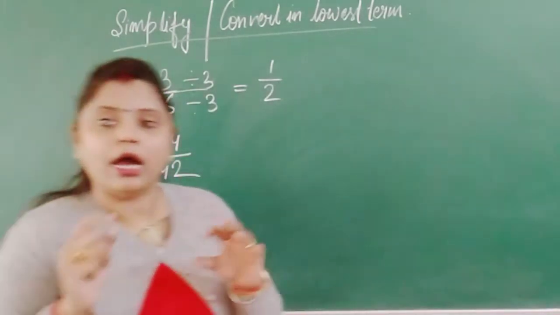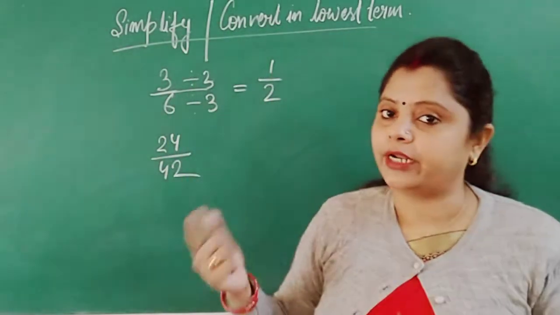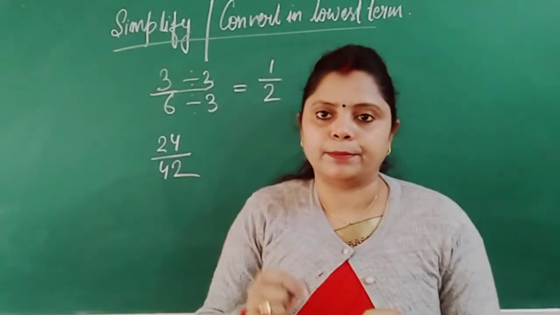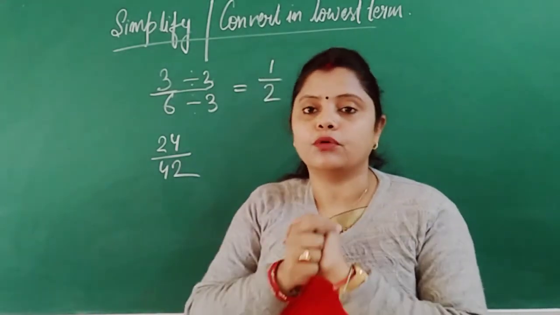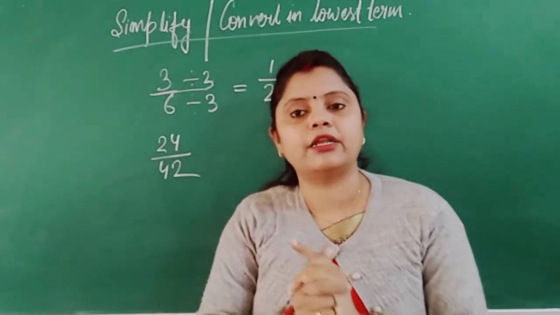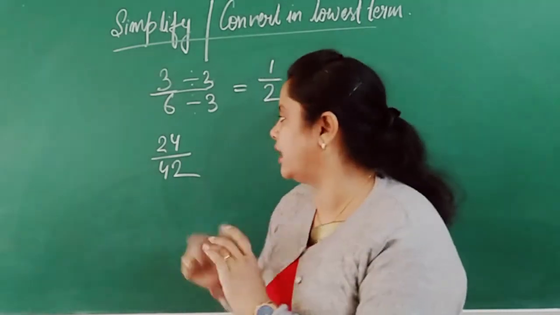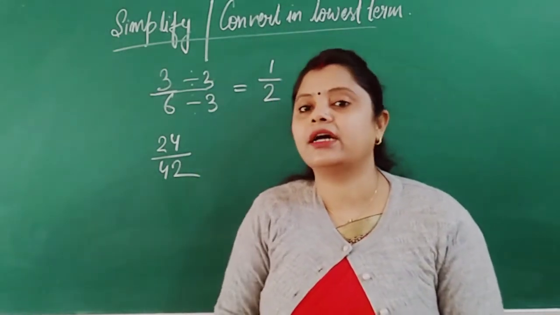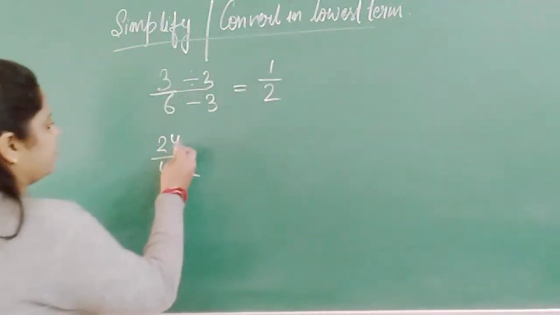So either we can find the highest common factor of both numerator and denominator, or we can start cancelling by a smaller number. Both things are okay. Whatever you are comfortable with, you can go with it. In simplification, we start to cancel the numerator and denominator by a common number. Here we found that 24 and 42 are both divisible by 6, because 6 is the highest common factor. So we will cancel both of them by 6.